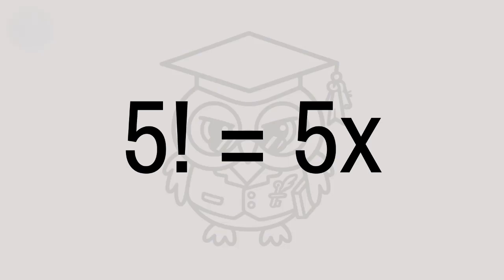Today we are solving for x, and the question is 5 factorial equals 5x. While the exclamation mark looks like punctuation, it represents a specific repeating multiplication operation in mathematics.